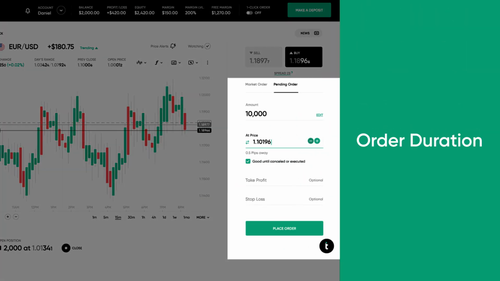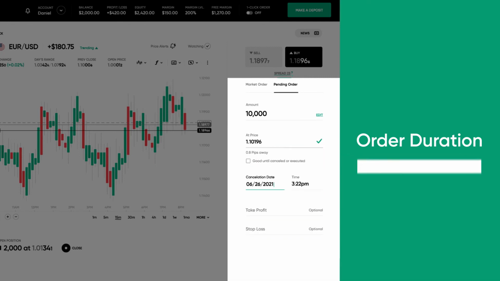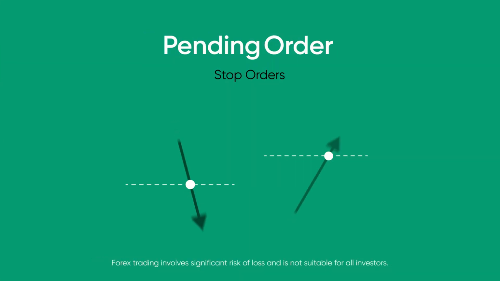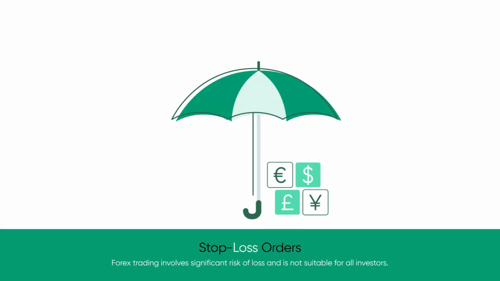This is where order duration comes in. You can keep your order open until you cancel it, known as good till canceled, or until a certain date, known as good till date. And what about stop orders? Stop orders, also known as stop-loss orders, are often used to manage risk when trading.